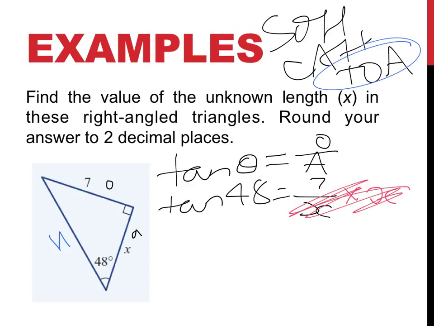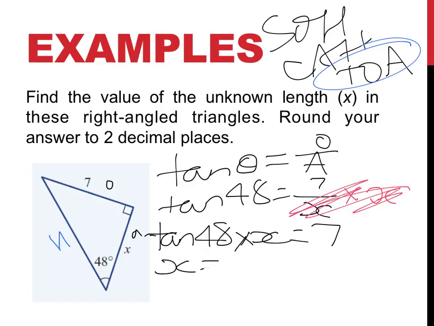If I times that side by x, I have to do the same to this side. To get that x by itself, if it's been times by tan 48, I need to divide it by tan 48. If I divide this side by tan 48, I have to do the same to the other side. The 7's on there originally, so the tan 48 goes underneath it.